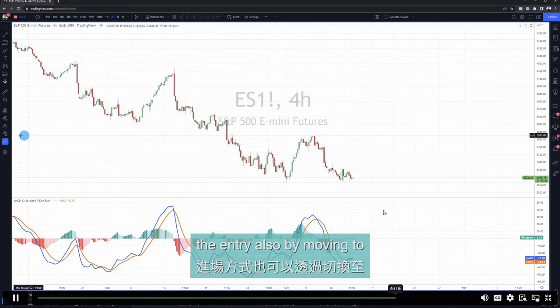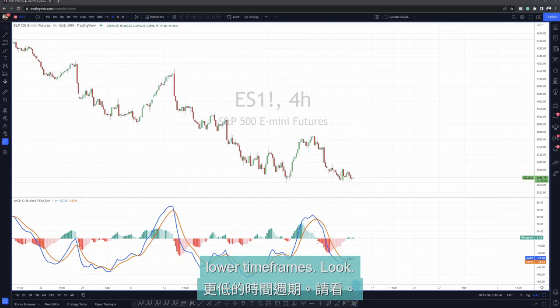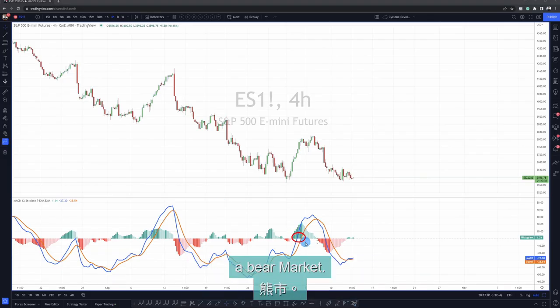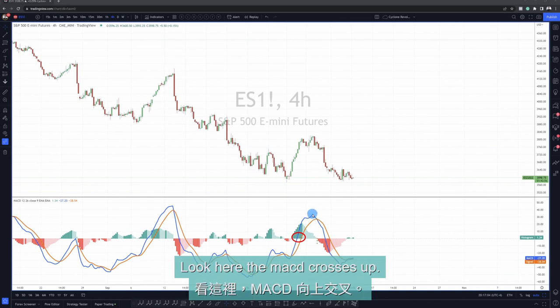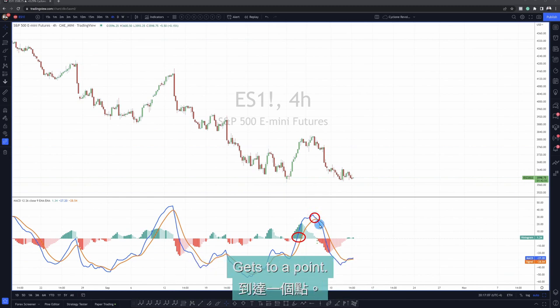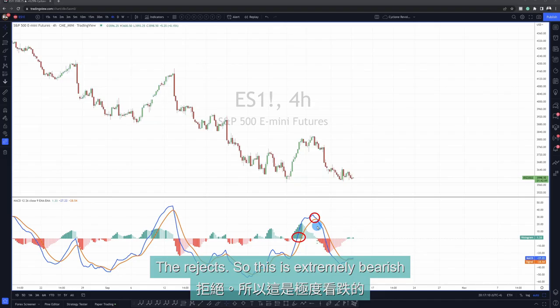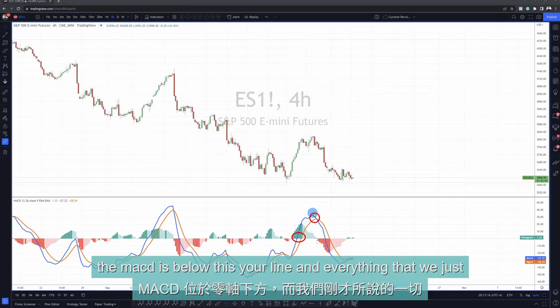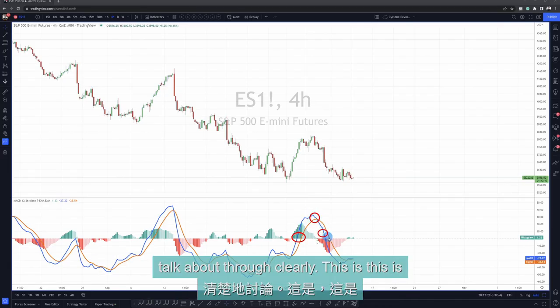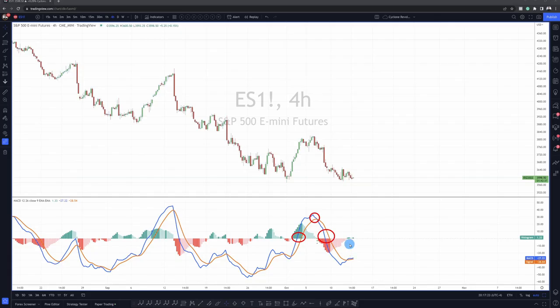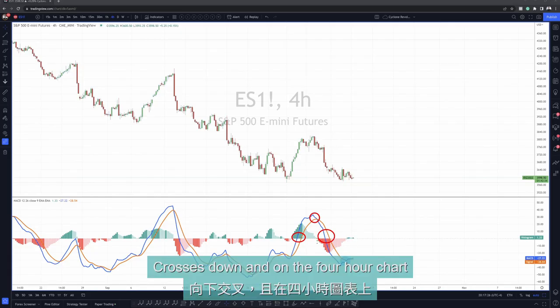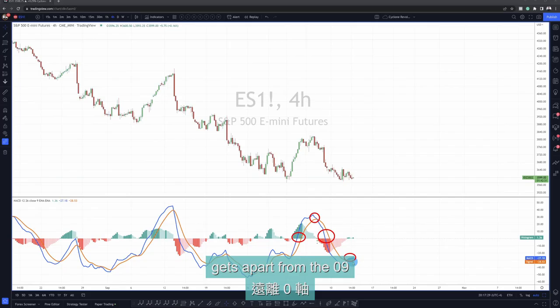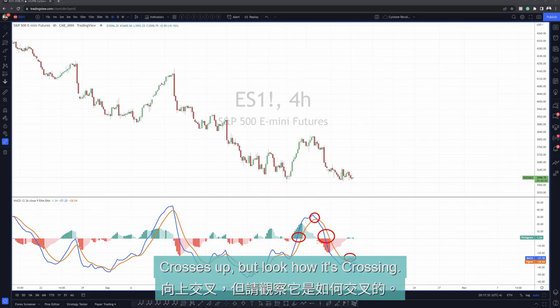Look. So on the 4-hour chart, we have a bear market. Look, here the MACD crosses up, gets to a point that rejects. So this is extremely bearish because on the daily chart, the MACD is below the zero line and everything that we just talked about. So clearly this is bearish. It crosses down, and on the 4-hour chart is bearish. It gets apart from the zero line, crosses up, but look how it's crossing. It's a matter of time to see the MACD line crossing to the downside.